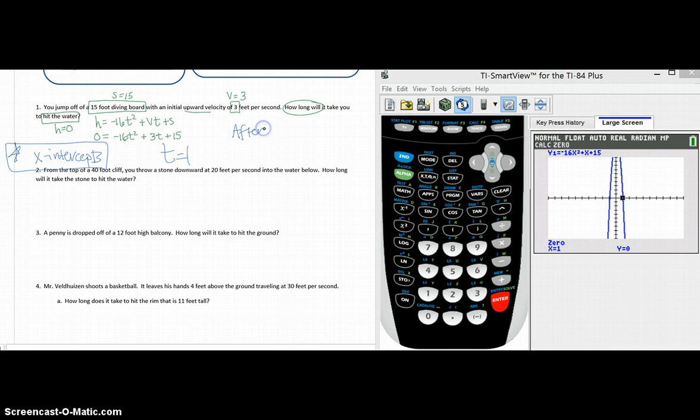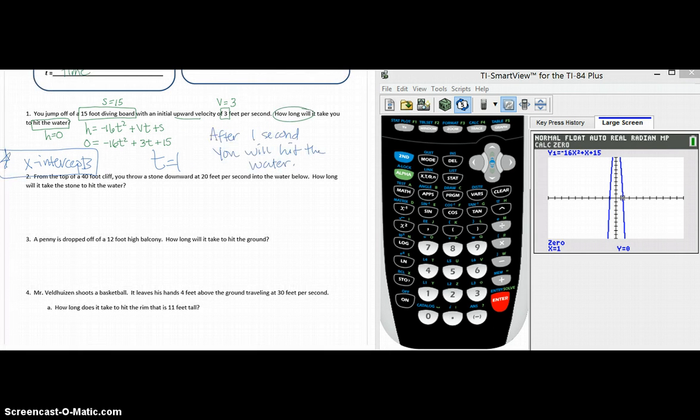After 1 second, you will hit the water. Okay, so let's look at number 2. From the top of a 40-foot cliff, you throw a stone downward.